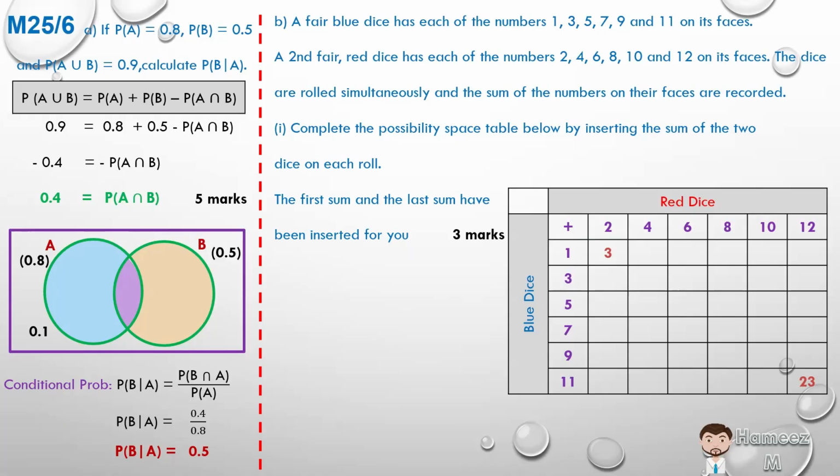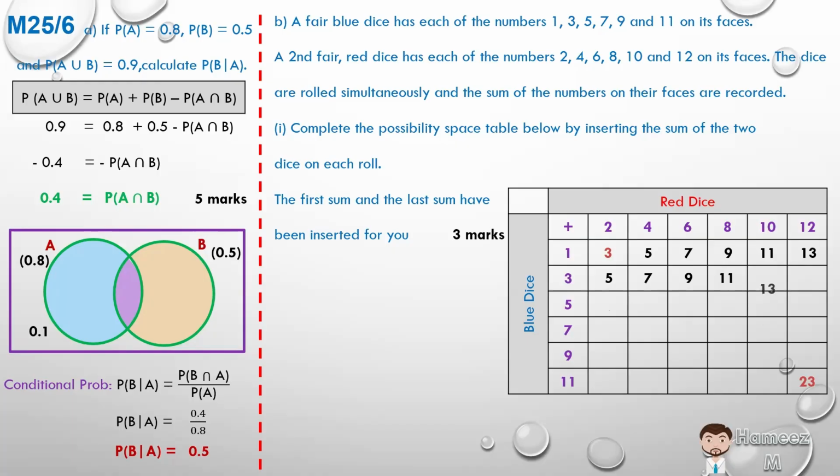We had 1 and 2 is 3. Let's add again, 1 and 4. That will give us 5. 1 and 6 will give us 7. 1 and 8 will give us 9. 1 and 10 will give us 11. And 1 and 12 will give us 13. And let's look at the next row. 3 plus 2 is 5. 3 plus 4, 7. 3 plus 6 is 9. 3 plus 8 is 11.